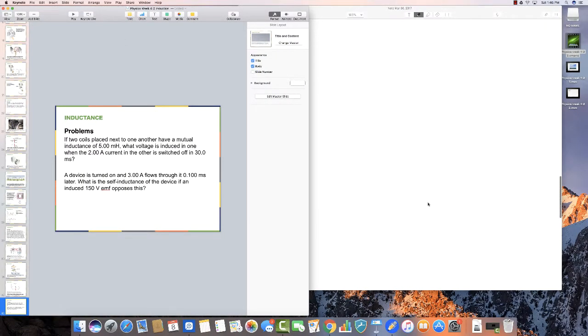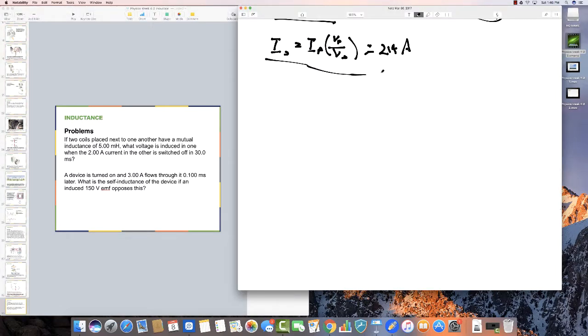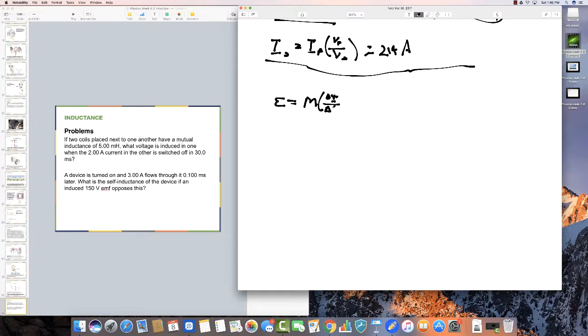Remember, it has to be a change in current over time. So constant current doesn't produce mutual inductance, but E is equal to M times delta I over delta T. And we have M given as 5 times 10 to the minus 3 henries. Oh, that's pretty bad. Let me try to write that down again.